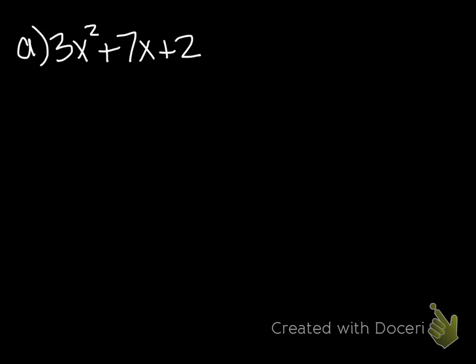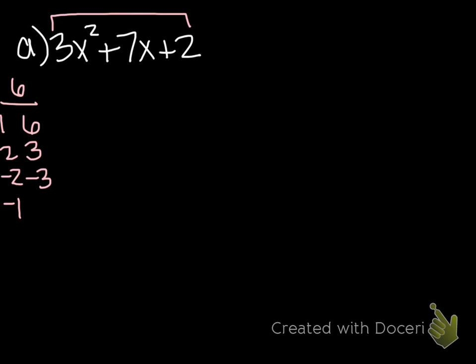So, like I said, everyone's first step is the same, and that is to multiply A and C together. So I'm going to multiply A and C, and I'm going to write that off to the side. This number of 6 will not appear in the problem anywhere. It's simply used to obtain the combination. So my factors of 6 are 1 and 6, and 2 and 3. I'm not going to write 3, 2 because that's the same thing. But I could write negative 2, negative 3, and negative 1, negative 6.